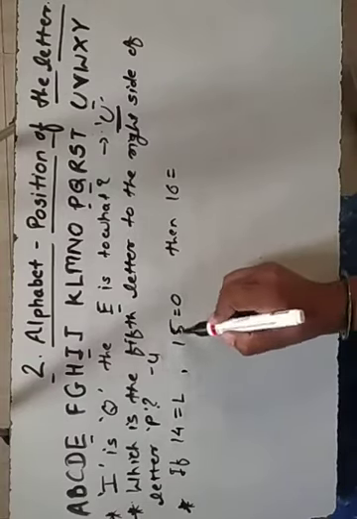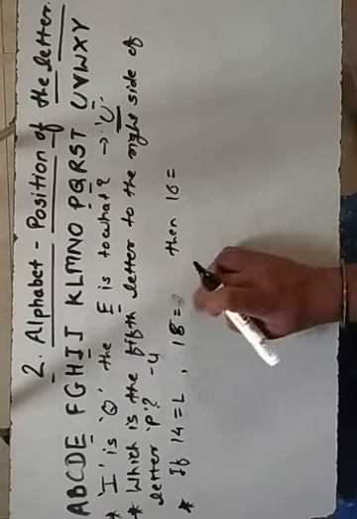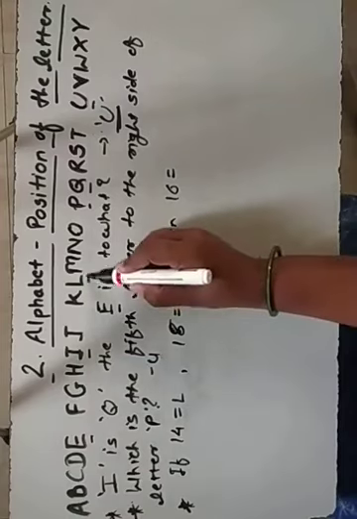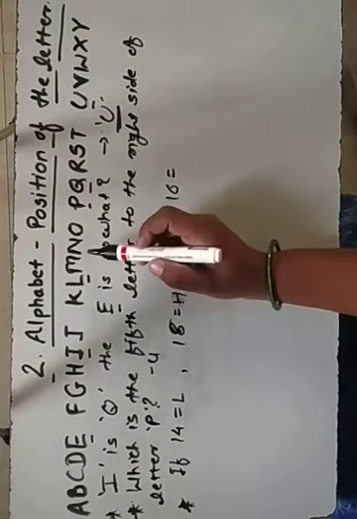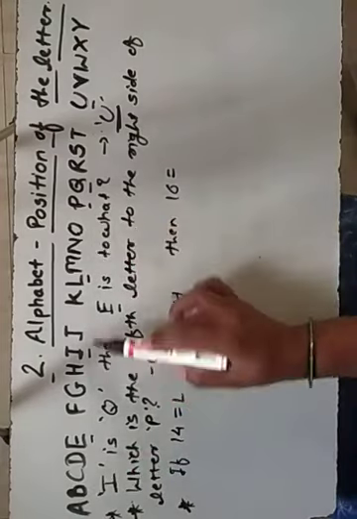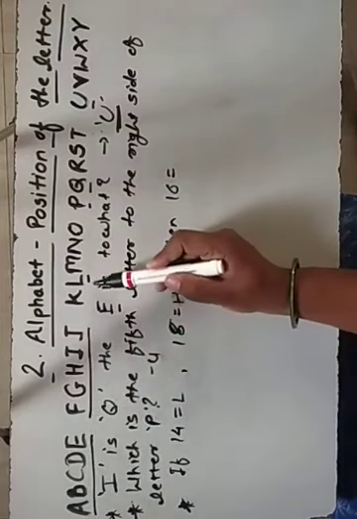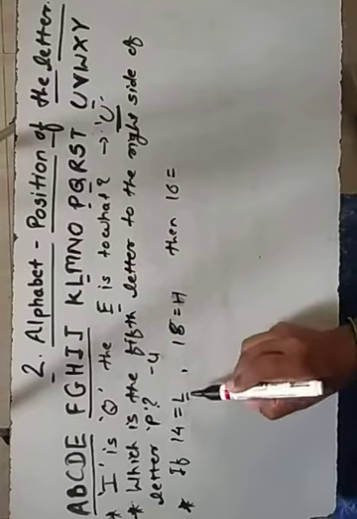18 is equal to H. So 14. First of all, we will see L's position. Here it is L. It is at which position? First of all 5, 10. This is the group of 5. This second group 10, 11, 12. So L's position is 12.